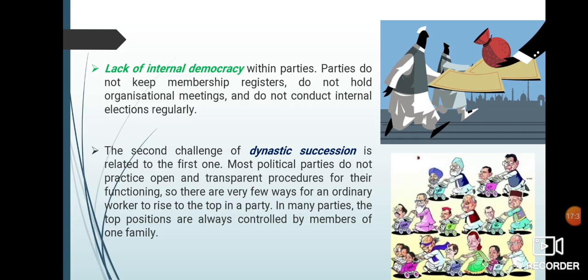Dynastic succession is related to the first one, and most political parties do not practice open and transparent procedures for their functioning. So, there are very few ways for an ordinary worker to rise to the top in a party. In many parties, the top positions are always controlled by the members of one family itself.